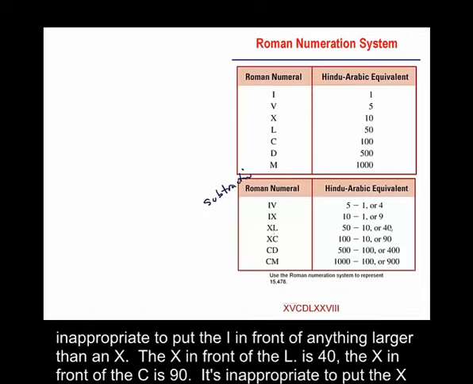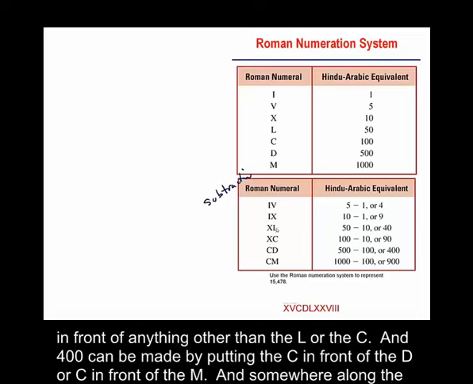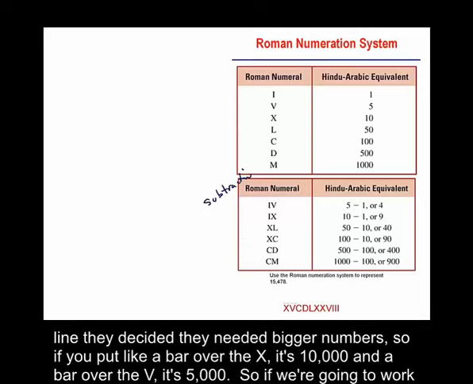The X in front of the L is 40. The X in front of the C is 90. It's inappropriate to put the X in front of anything other than the L or the C. And 400 can be made by putting the C in front of the D, or C in front of the M. And somewhere along the line, they decided they needed bigger numbers. So if you put a bar over the X, it's 10,000, or a bar over the V, it's 5,000.